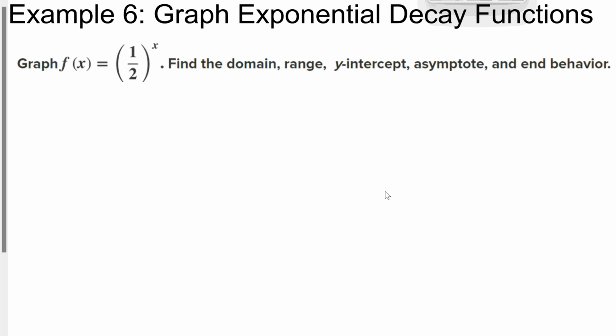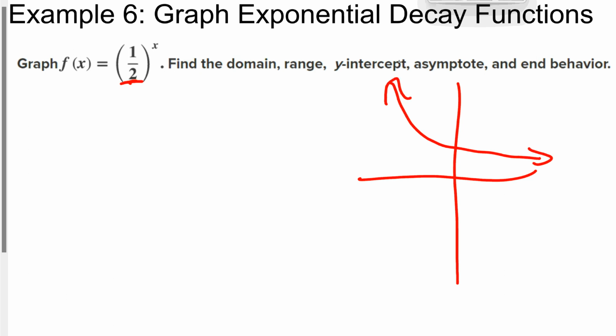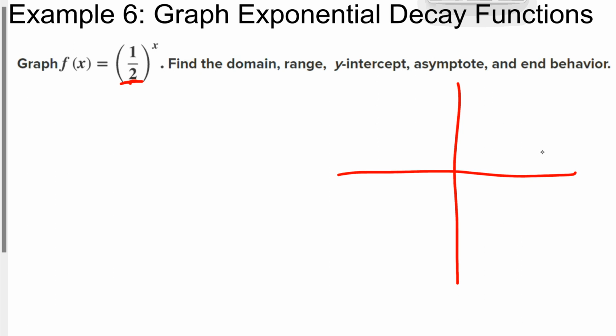Of chapter 5, section 1, and we're going to graph exponential decay functions. So here, as you can see, our base is less than 1, between 0 and 1. So we know it's going to be decay, so we know it should look something maybe like that. So we can put this into a calculator, or we can go ahead and just start plugging in numbers, right?